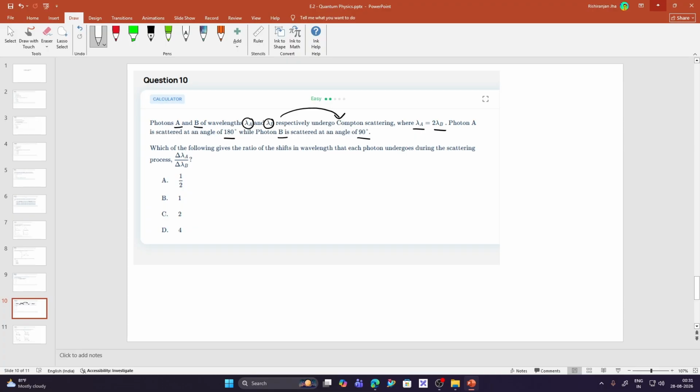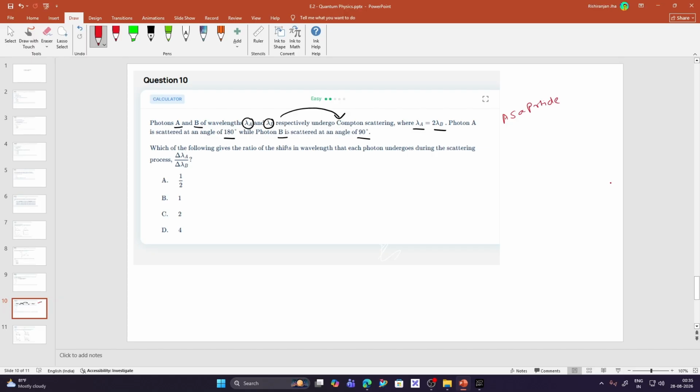Which of the following will give you the ratio of shifts in wavelength? So the ratio is delta lambda A by delta lambda B. So we have to find the value of delta lambda A and delta lambda B, and then we can find the ratio of shift in the wavelength. First of all, keep in mind that before solving any numerical on Compton effect, you don't have to consider the photon as a wave. You have to consider it as a particle.